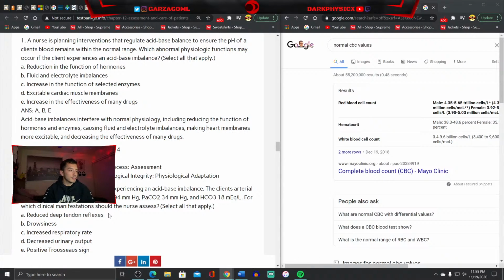Okay. So kind of like hyperreflexia is what they're saying. Like reduced hyperreflexia. Metabolic acidosis. Oh, shoot. I think it's true. Because I think it's an alkalosis that you get the hyperreflexia. So I'm going to go with A, B, and C. Decreased urinary output. I feel like that would be true too. Because your kidneys aren't working. Damn it.